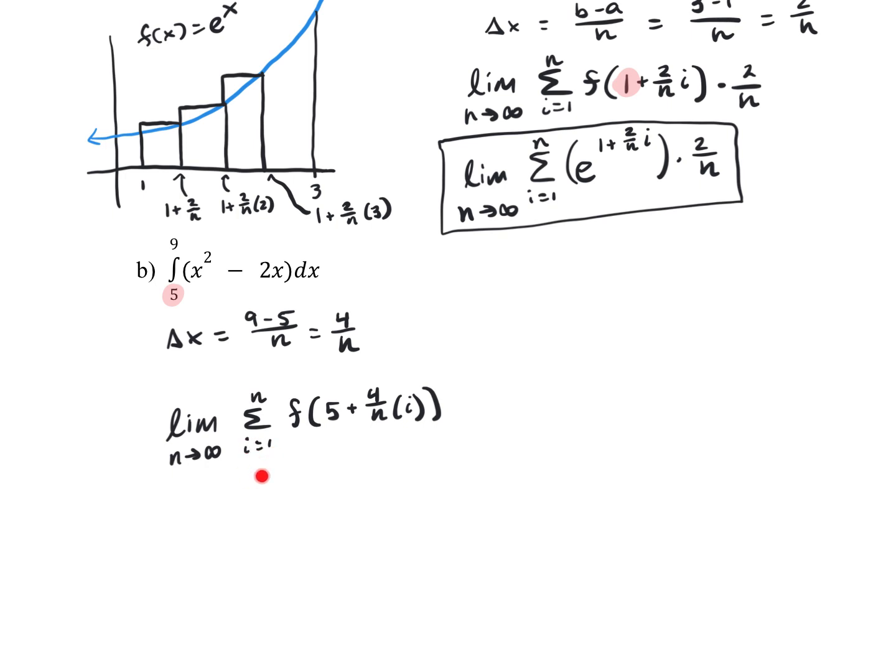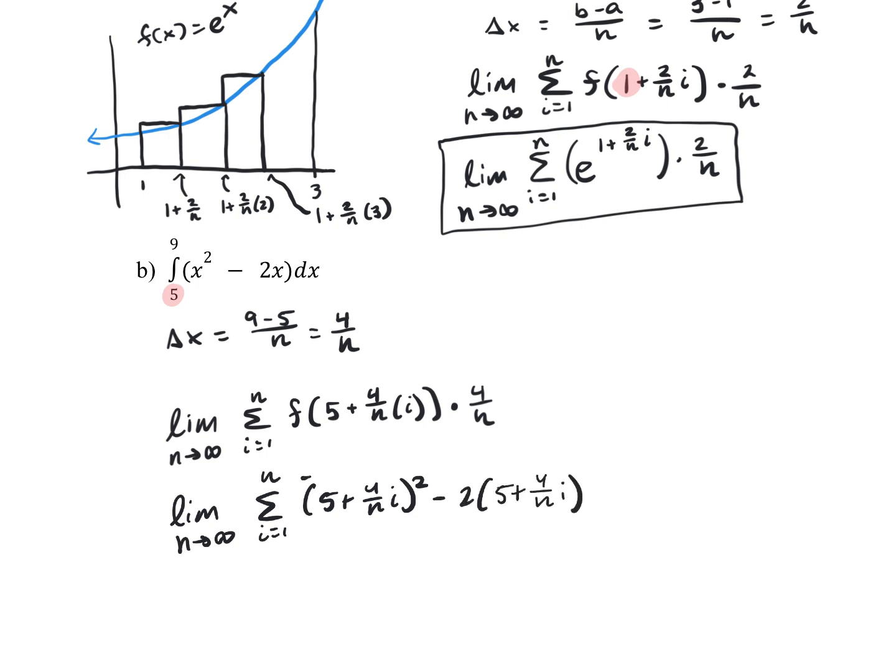Think of i as which rectangle you're on. If you're on your first rectangle, you need to add 1 width. If you're on your second rectangle, you need to add 2 widths, and so on and so forth. And then we do times delta x, which is 4 over n. Now all I need to do is take this and substitute it into my function. This limit is going to look a little ugly, but it is what it is. So we have 5 plus 4 over n i, squared, minus 2 times 5 plus 4 over n i, and all of that times 4 over n. And there you have it.